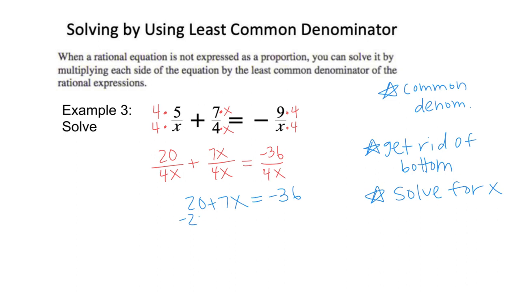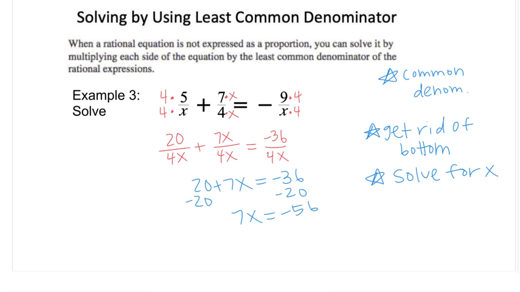I'm going to start off by subtracting 20. And it's going to leave me with 7x equals a negative 56. And then finish that off by dividing by 7. So x is equal to a negative 8.